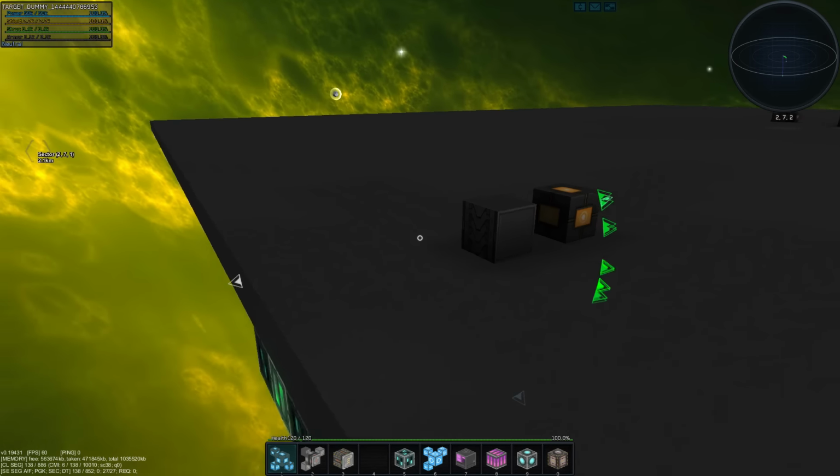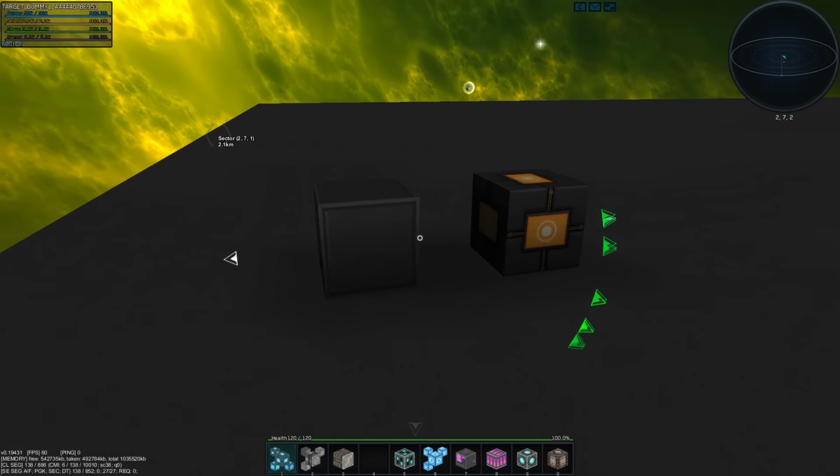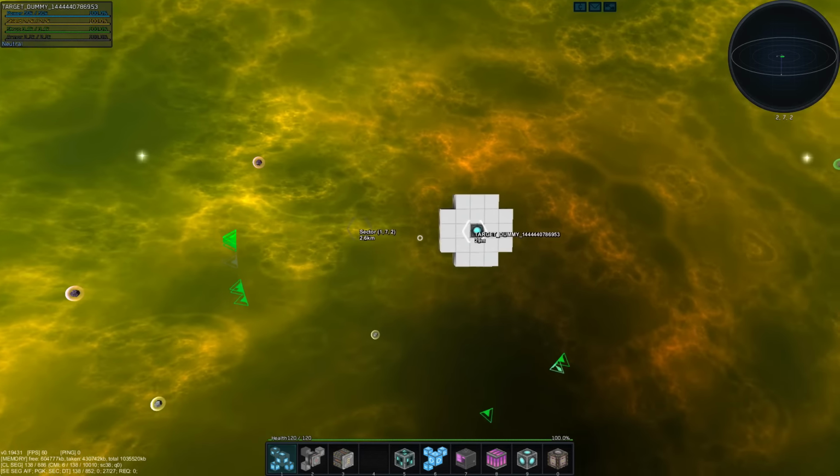Today we are going to build a self-propelling torpedo, dock it to this rail docker here and fire it at this target dummy.